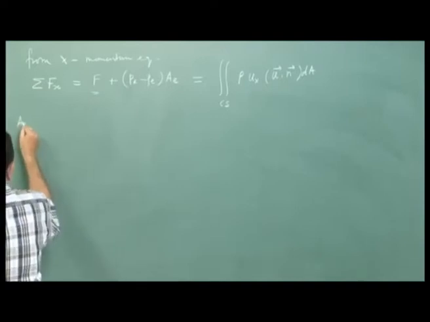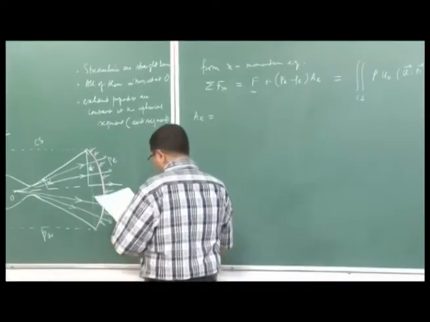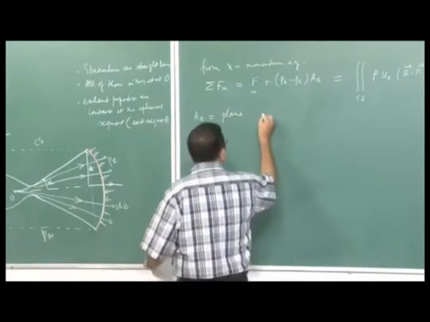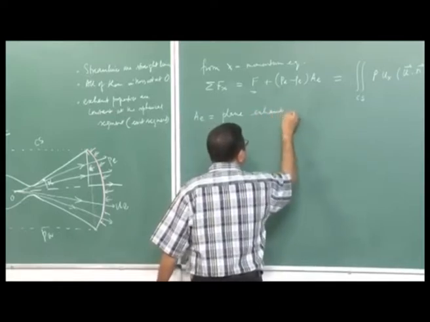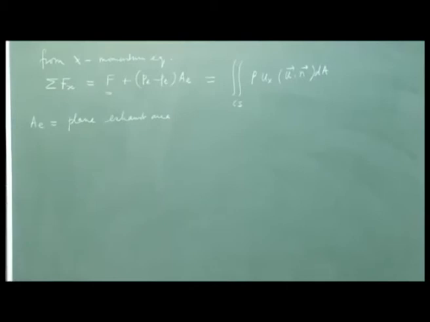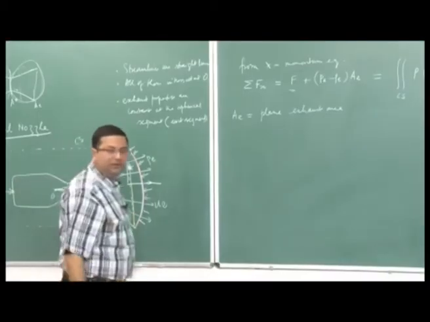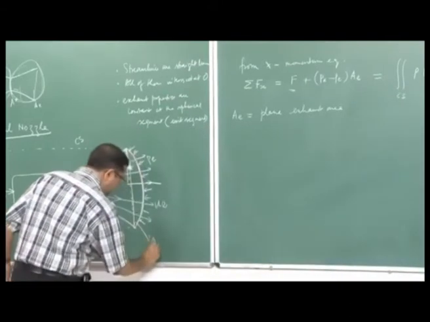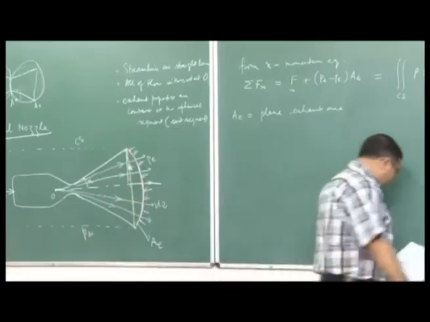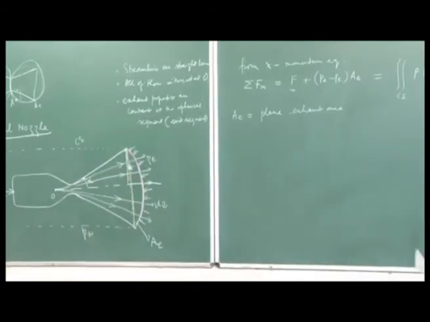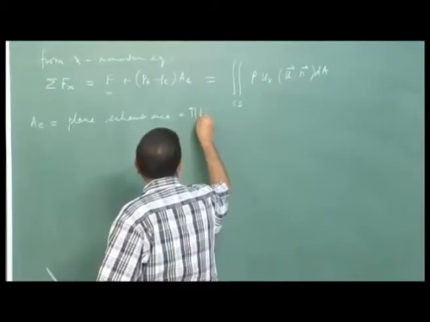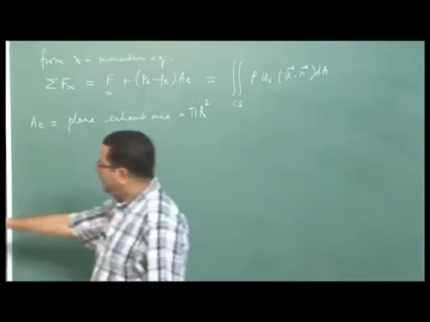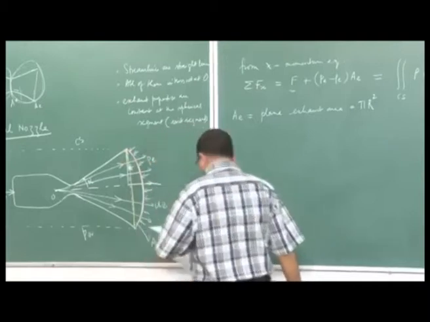So, first of all let us look at the area A e. This area is the plane exhaust area. So, the plane exhaust area A e will be given as equal to pi r square, because r is our radius at the exit section.